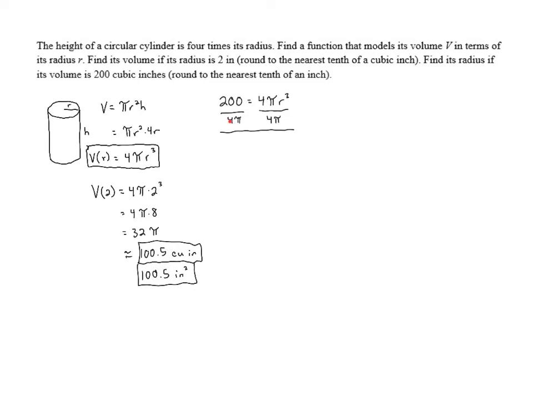Now 200 over 4 can reduce by a factor of 4. That's going to be 50 over 1. So this just becomes 50 over 1 pi, or 50 over pi, is r cubed. And if we want to find the radius from the radius cubed, we need to take the cube root of both sides. That gives us r on the right, and then the cube root of 50 over pi.